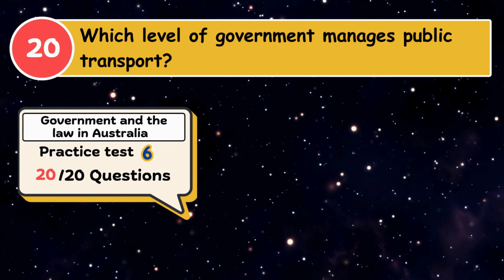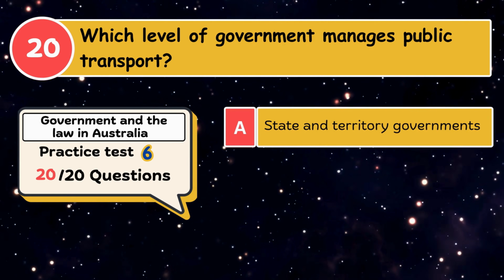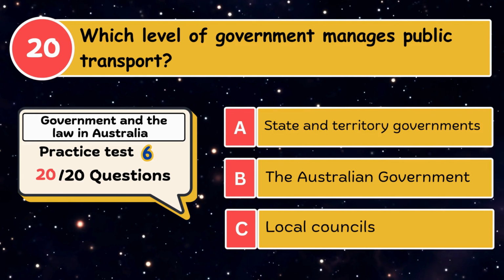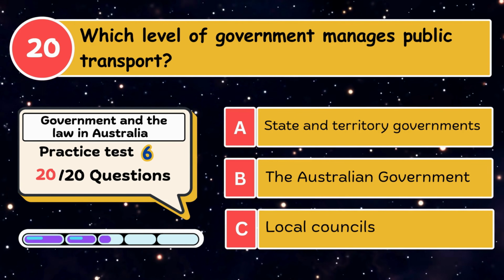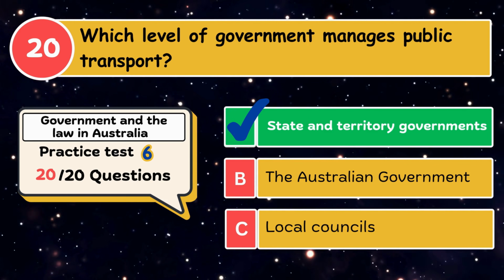Which level of government manages public transport? A. State and territory governments. B. The Australian government. C. Local councils. The correct answer is state and territory governments.